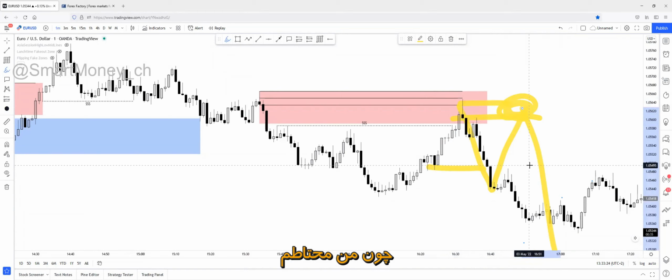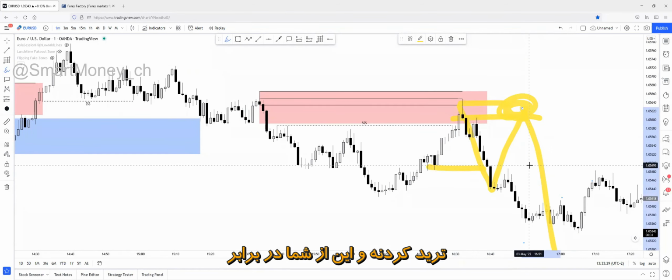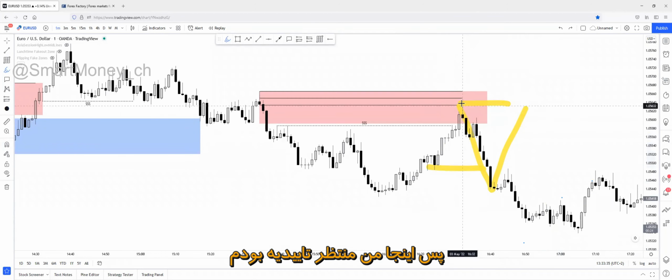Because I always confirm my entries. I always use confirmation because that's the easiest way to trade. It will protect you from so many unnecessary losses. So that's the easiest way to trade. So there was the confirmation. I was waiting for a confirmation.